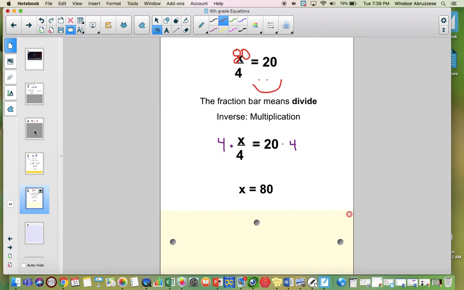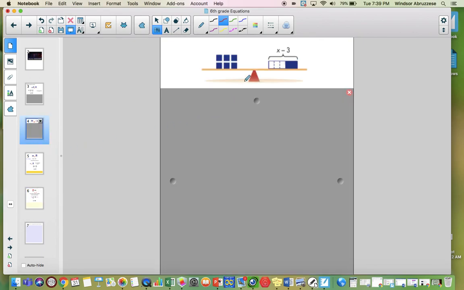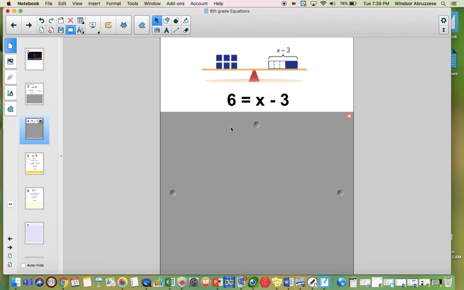Okay, let's go back to this one that I skipped. So here I have 6 on the left and x minus 3 on the right. If I were to write the equation, it would look like this. Sometimes your variable can be on the right side of the equal sign. That's okay, it doesn't matter. So I have a minus 3 over here, a negative 3.